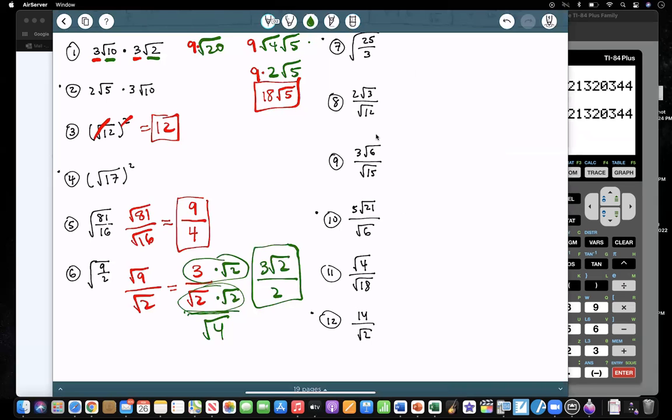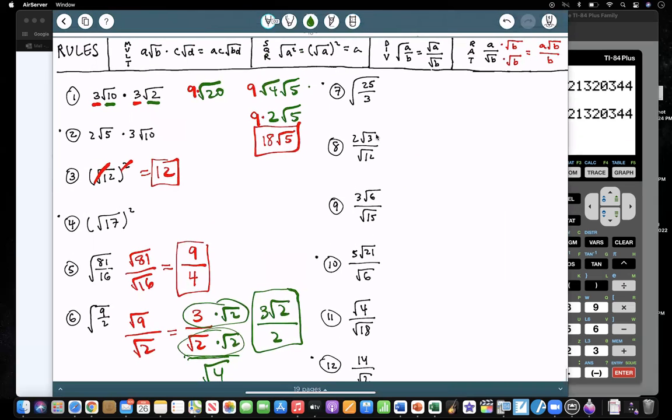All right, going to the right column here. Number 7, you're going to be doing on your own. So let's talk about number 8. Here we have 2 radical 3 over radical 12. I like problems like these because I'll show you a bunch of different ways, but whatever way you're comfortable with, we're going to get the same answer, right? So let's look at it a few different ways.